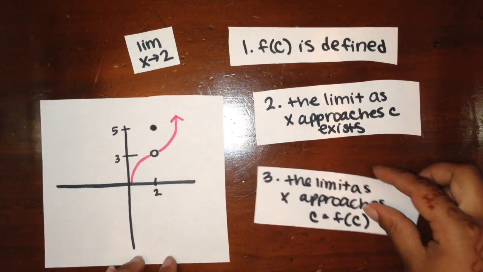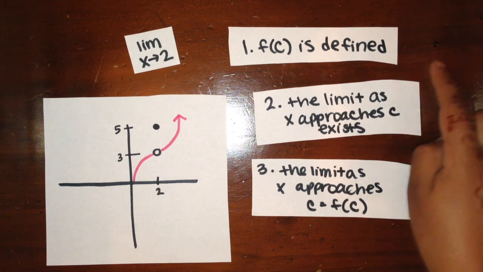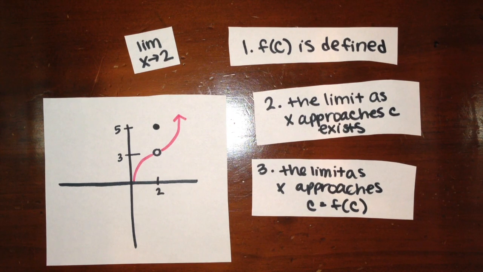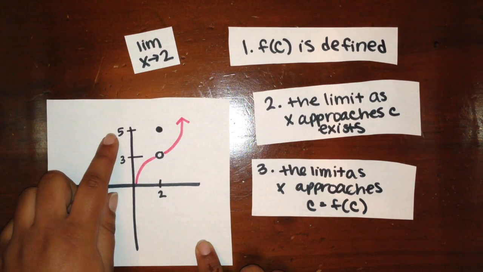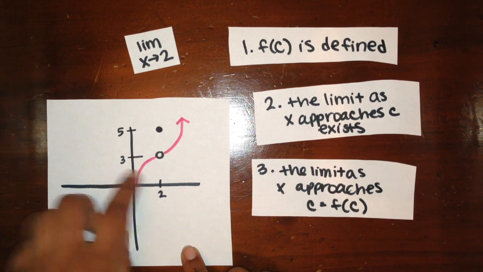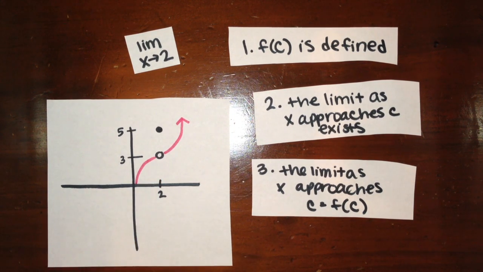And now we're going to look at our third rule. Basically, does what we got for number 1 equal what we got for number 2? For number 1, we got f of c as 5, and for number 2, we got our limit as 3. Those do not equal, meaning that this graph is not continuous.